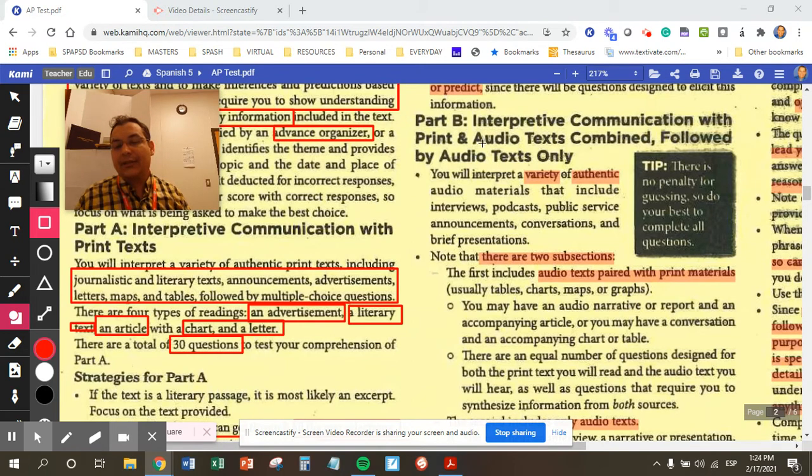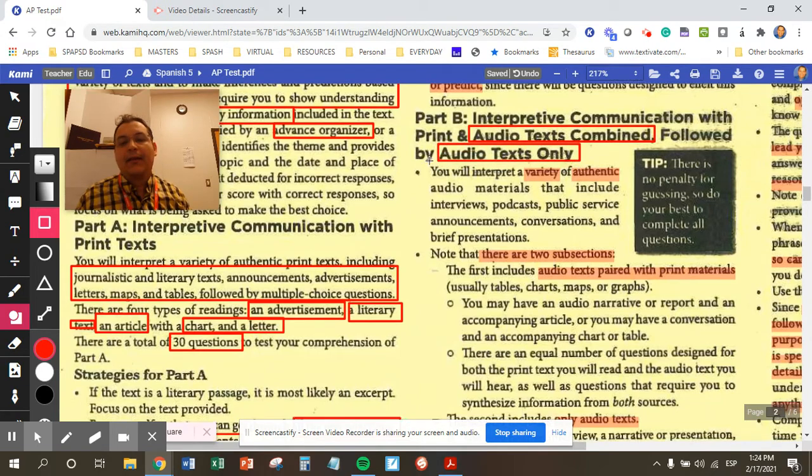Vamos ahora a ver la parte B del examen. This is a little different because it's not only text now, but now we have audio text combined with that text, okay? And then after that, you're going to have only audio text, okay?